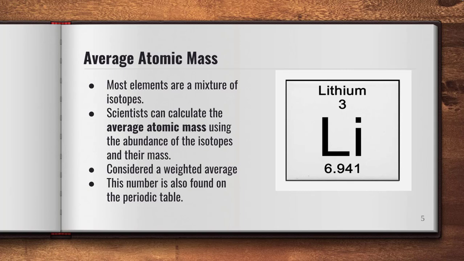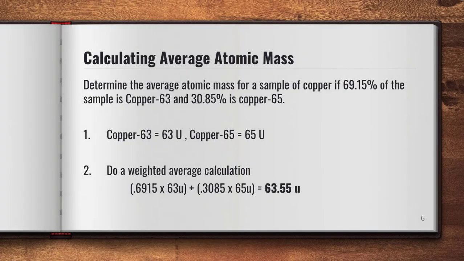So what we're going to do now is look at how we can calculate a weighted average, and it's pretty easy to do. So here's our first practice problem. Determine the average atomic mass for a sample of copper if 69.15% of the sample is copper-63 and 30.85% is copper-65. Well, we need to first know the masses of copper-63 and copper-65, and fortunately, they're already given to us. Copper-63 has a mass of 63 atomic mass units, or 63 U, and copper-65 has an atomic mass of 65 U.